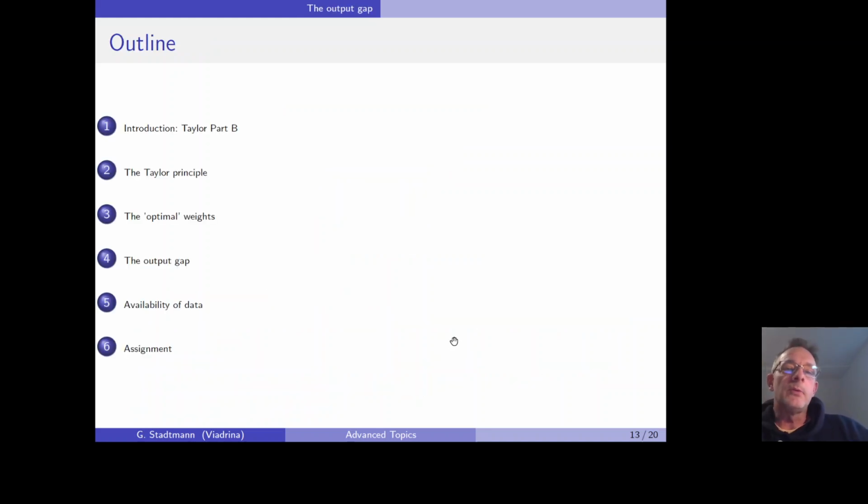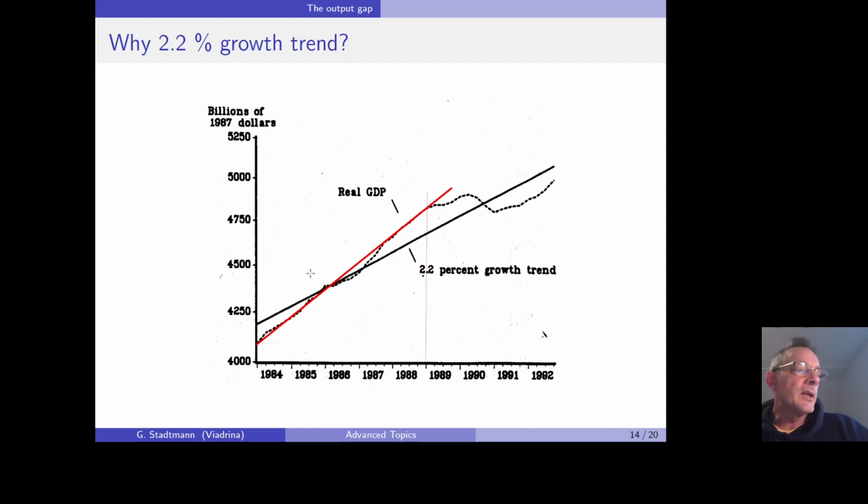So where do we stand with respect to our outline? We talked about the Taylor principle already. We talked about the optimal weights, and now it's time to talk about the output gap once more. When we look at this picture, it is questionable why and how Taylor receives this information that this is a 2.2% growth trend.